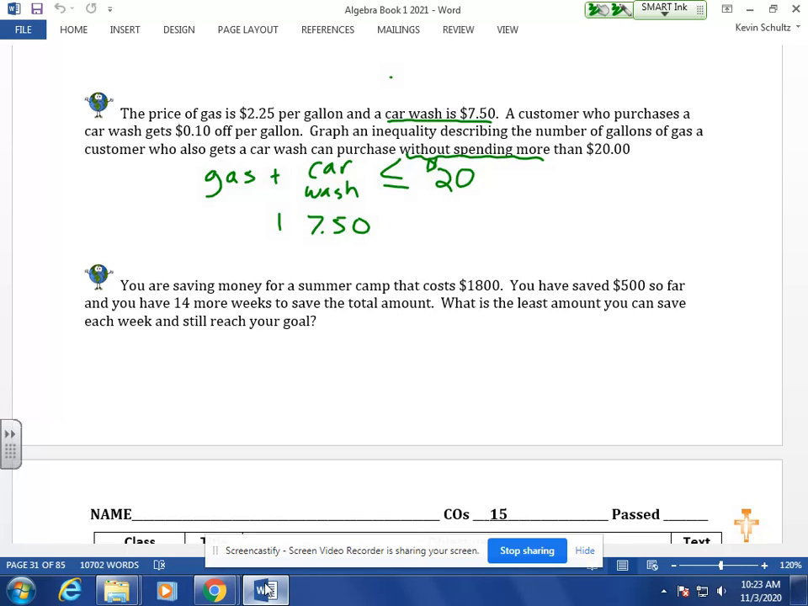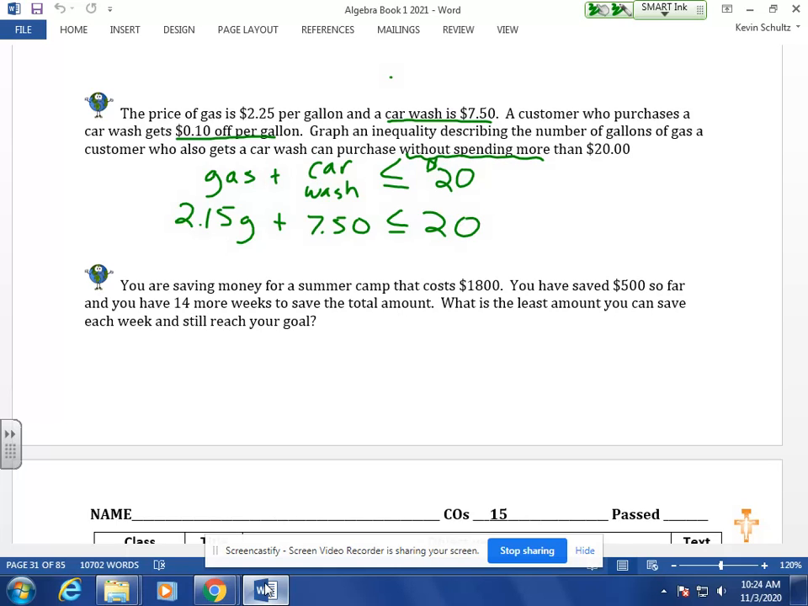What changes when you get the car wash is that you get 10 cents off per gallon. So if you're a customer who's getting a car wash, how much are you paying per gallon of gas? Caleb? $2.15 per gallon. That word per is important because what we talked about in the past, per is kind of the coefficient variable relationship here, right? So you should have 2.15G, or X or N or Y, plus the $7.50 for the car wash is going to be less than or equal to the $20 you've allotted yourself to spend.